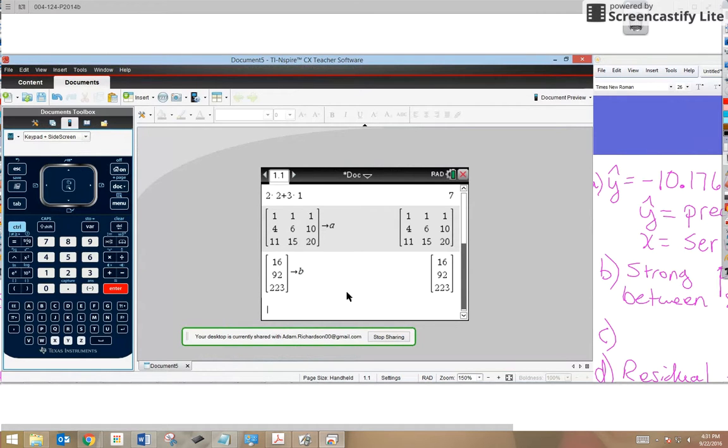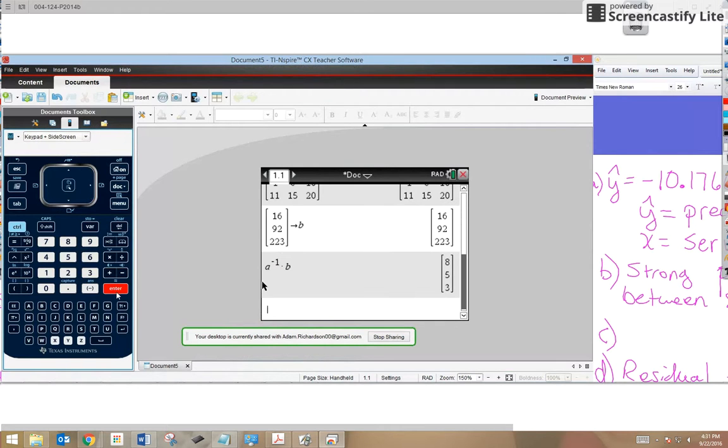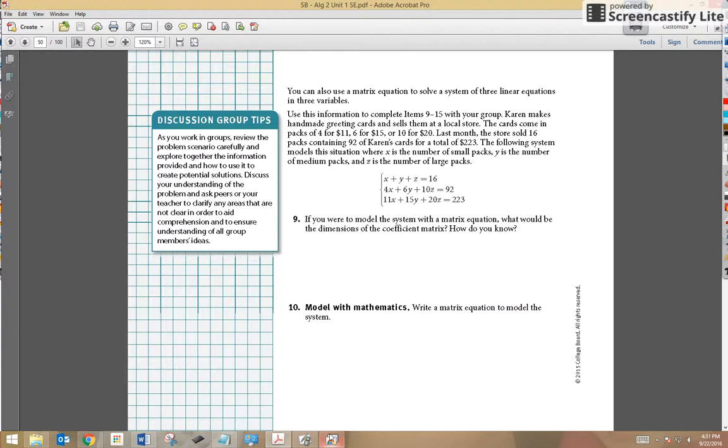Once again, what do I want to do? I want to do the inverse of A times matrix B. So in other words, I want to do A raised to the -1 power. That is going to give me the inverse matrix for A, and then we multiply that by matrix B, and we get a solution of 8, 5, and 3, and that's in order of X, Y, and Z. X is 8, Y is 5, and Z is 3.